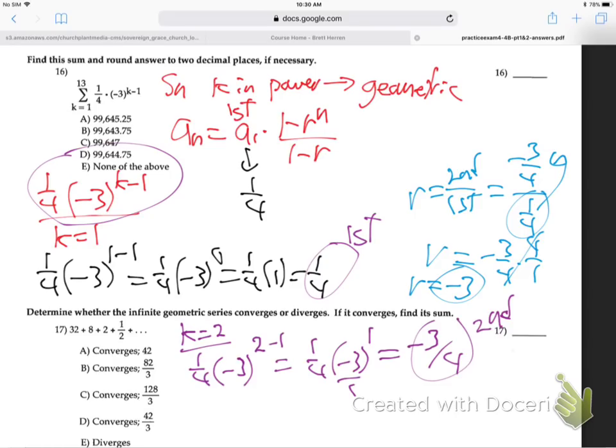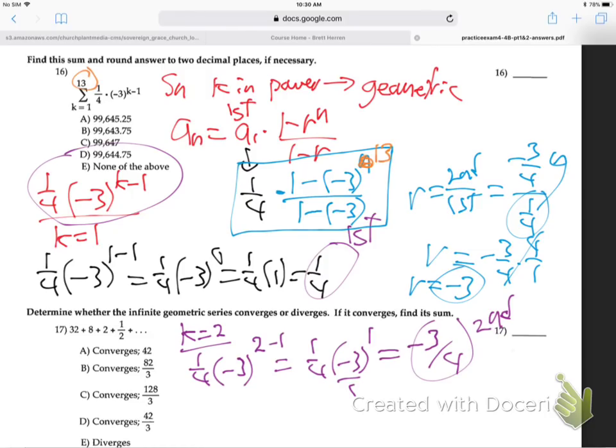It's a lot of work here, isn't it? So times 1 minus 3 to the n over 1 minus 3. I plugged in the r, which is minus 3, and the A1, which is 1 fourth. So there's the formula, except I don't know n. Do I know n? What is n? Yeah, n is the number of terms, so this is 13. Okay, there we go.